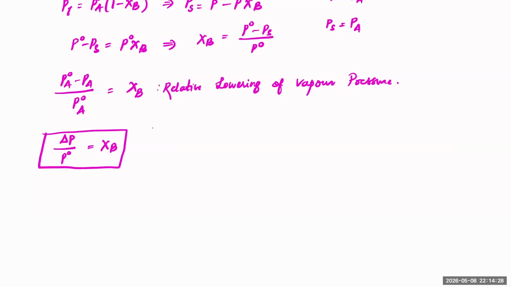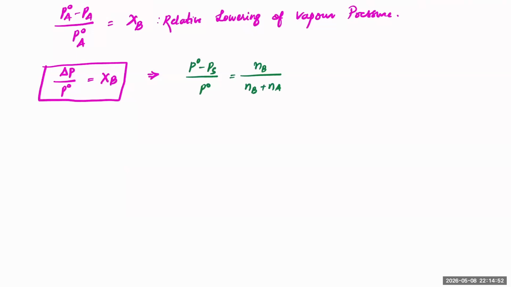Clear everyone? Now, I can also write this equation in the other form, that is (P naught minus Ps) divided by P naught, which is equal to XB, the mole fraction. XB can also be written as number of moles of B by number of moles of B plus number of moles of A. Correct. So if I reverse this value, I'll just reverse and write it back again.